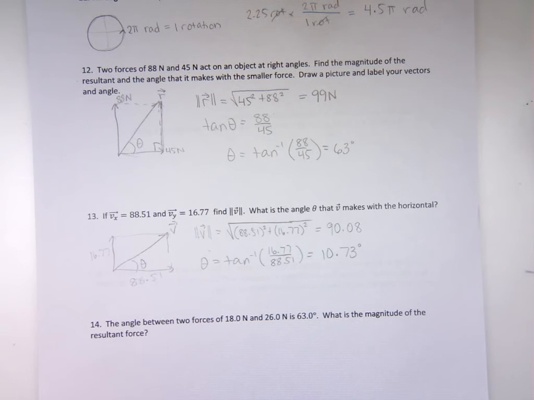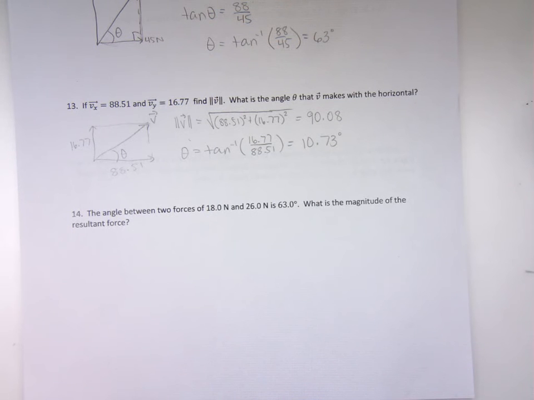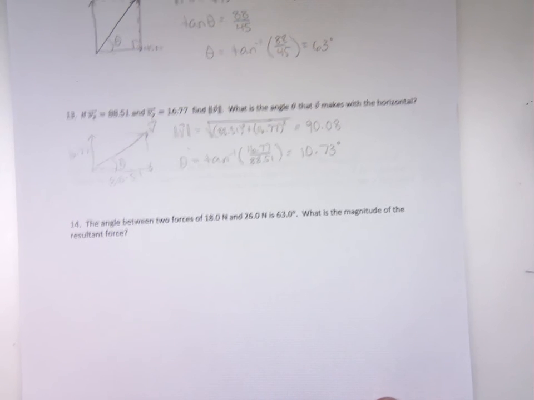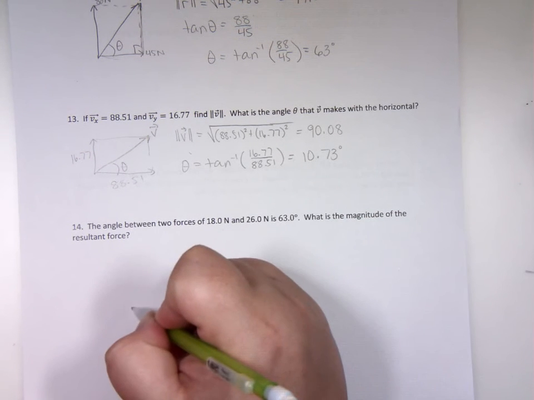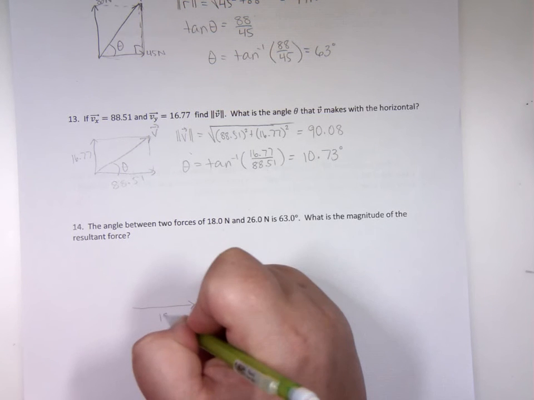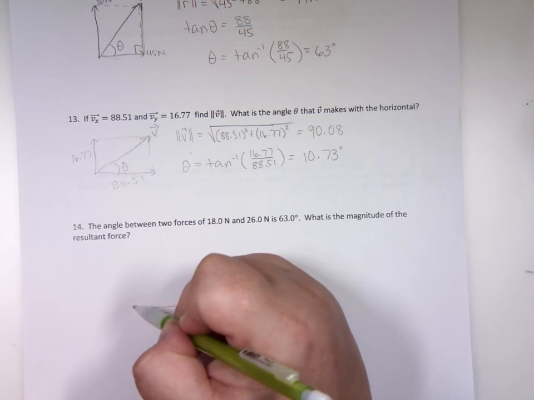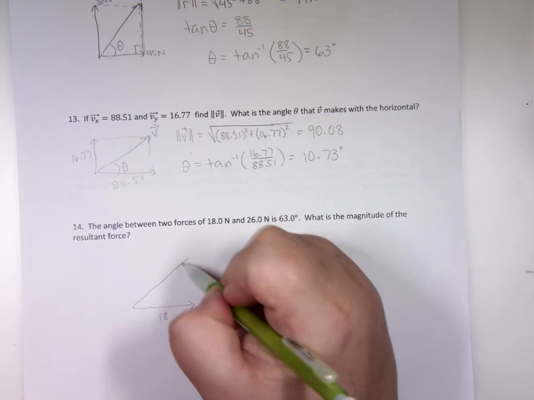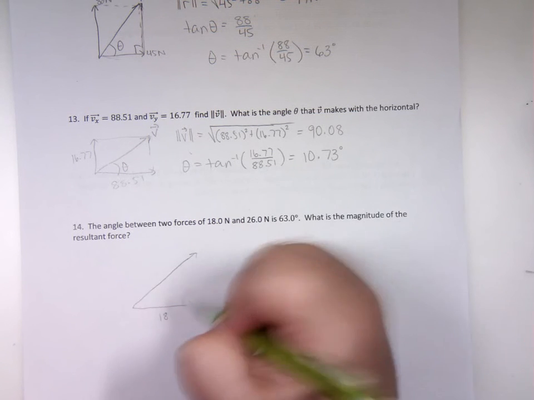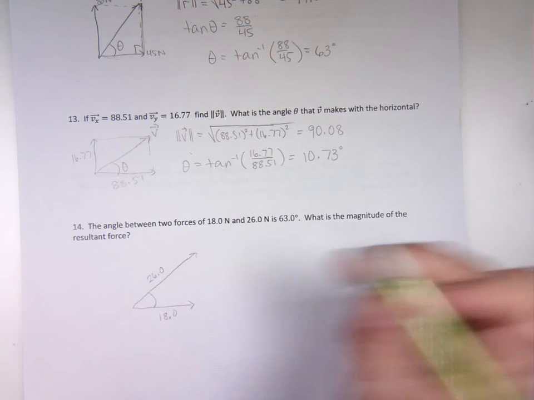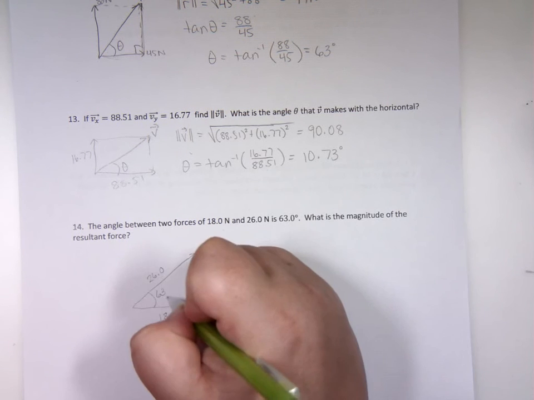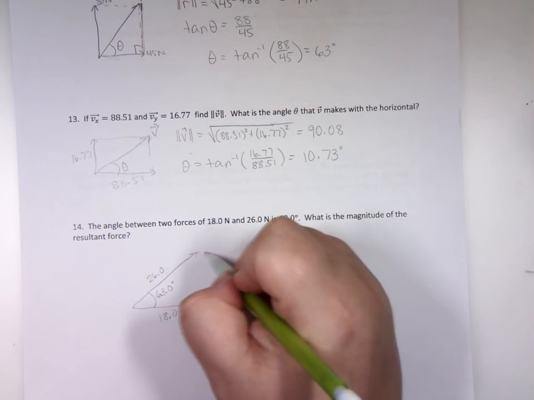Next, now our forces are not at right angles to each other. They're at some other angle to each other. So the angle between two forces of 18 newtons and 26 newtons. So I'm just going to put 18 along the x-axis. And let's make another force. It's a little bit stronger. That's going to be 18.0 and 26.0. And the angle between them is 63.0 degrees.